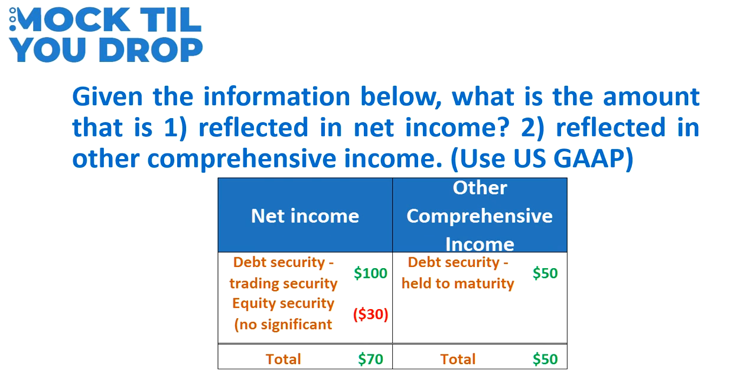If we do the calculation, we have a $100 unrealized gain from the debt trading security, and we must subtract the loss from the equity security. So $70 will be reflected in net income. For the debt security being held to maturity with the unrealized gain of $50, that amount will be reflected under other comprehensive income.